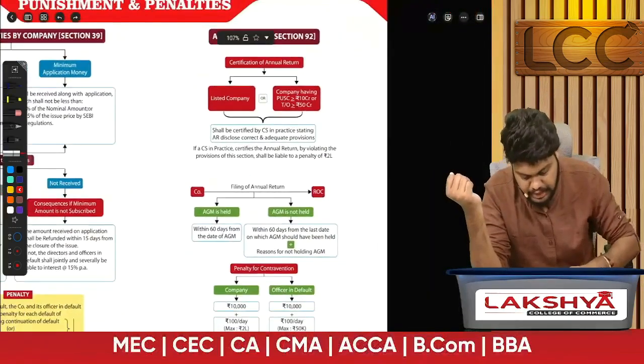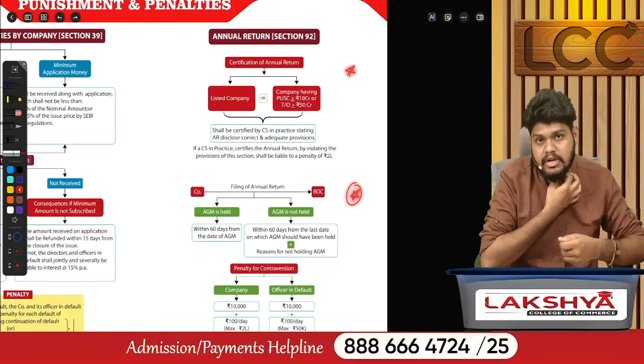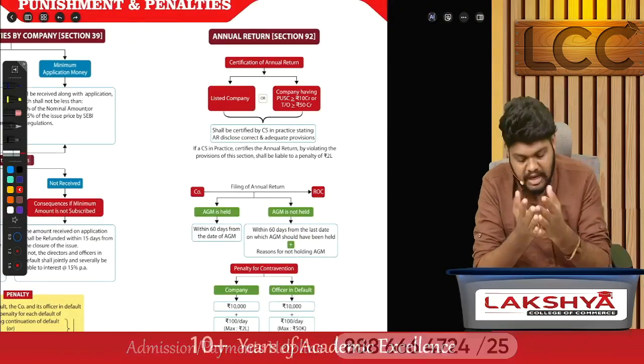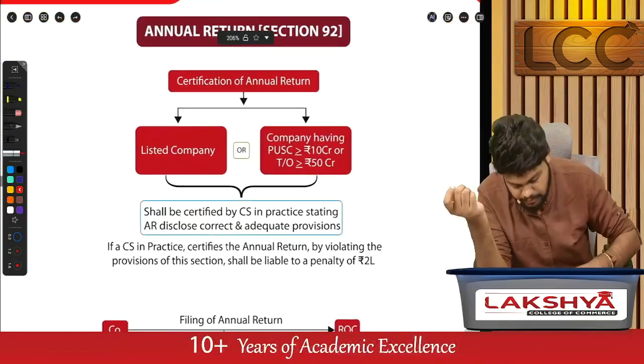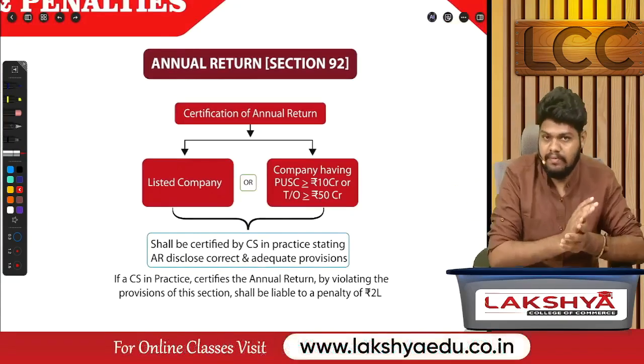Then section number 92. It is again important, guys. It's been asked multiple times already. Section number 92, annual return. As we know, annual return has two types of penalties. One regarding the certification of annual return, one regarding the filing of annual return.